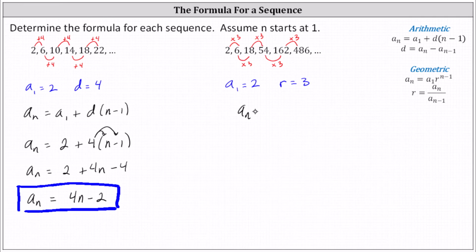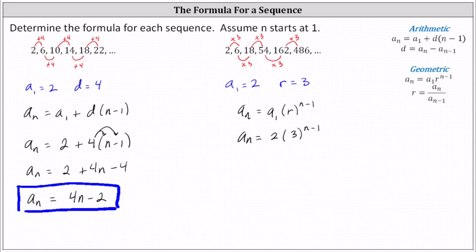And now let's work on writing the formula. We have a sub n equals a sub 1 times r to the power of n minus 1. I'm going to write r in parentheses. And now we'll perform our substitutions. We have a sub n equals a sub 1, which is 2, times the common ratio r, which is 3, to the power of n minus 1.